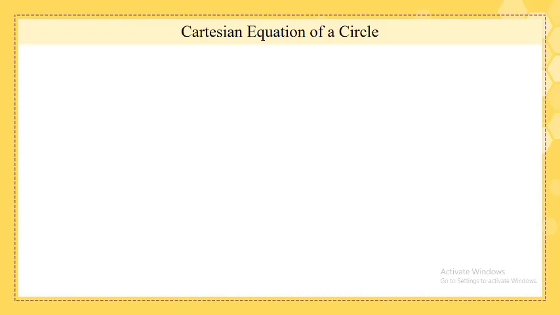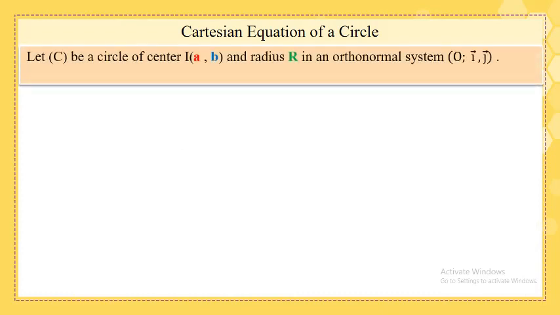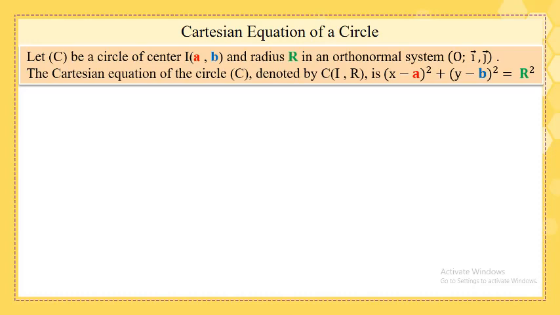First of all, let us define the Cartesian equation of a circle. Let C be a circle of center I, whose coordinates are a and b, and of radius r in an orthonormal system. The Cartesian equation of the circle C, denoted by CIR, is x minus a all to the power 2 plus y minus b all to the power 2 equals r squared. Well, you might be wondering where this equation came from.